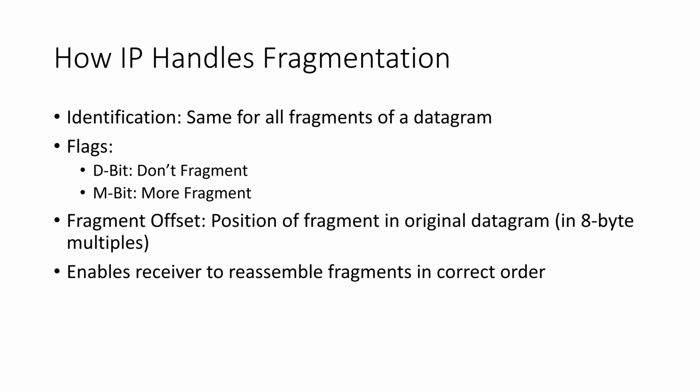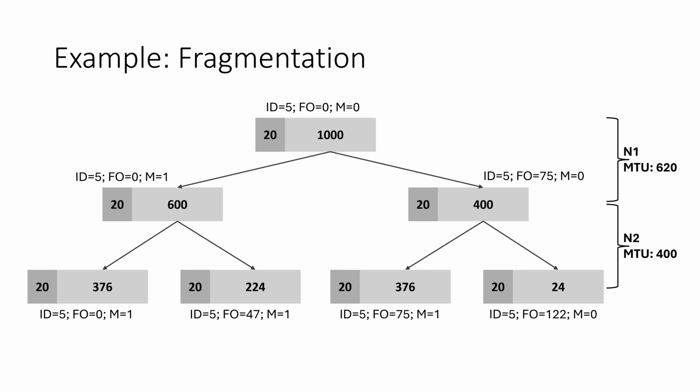With these three fields, the receiver can track, reassemble, or detect missing fragments of a datagram. Alright, let's walk through this example to understand exactly how fragmentation works in IPv4. We start with a single IP datagram whose total size is 1020 bytes.